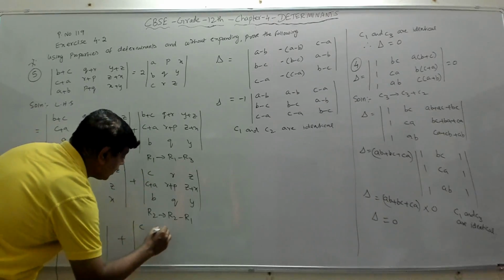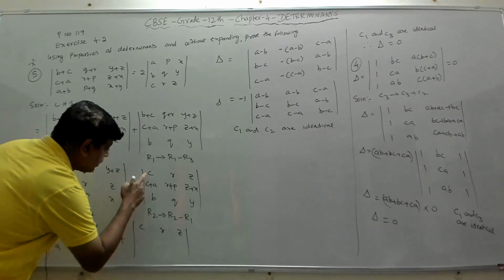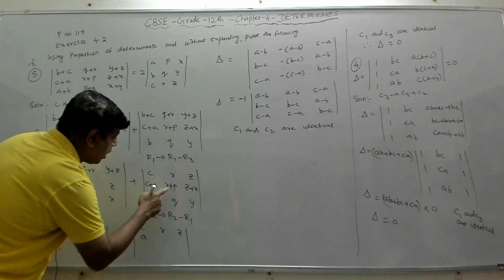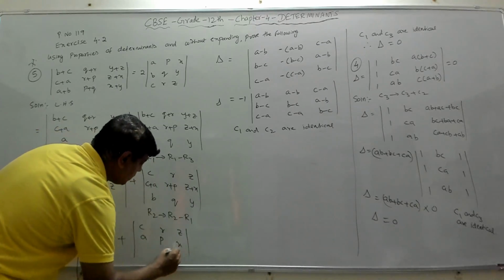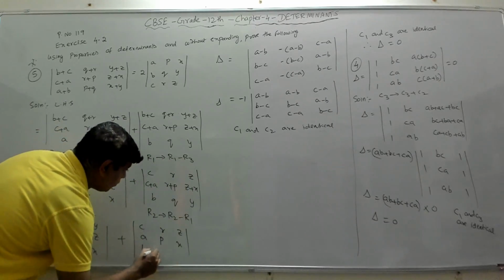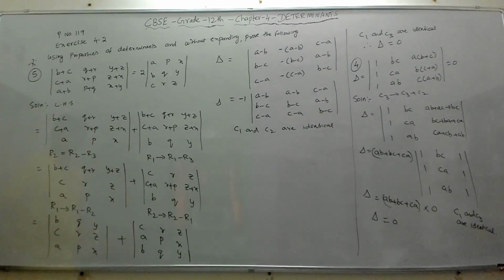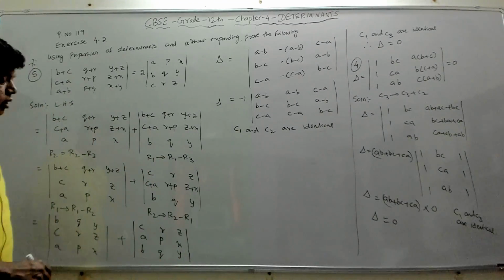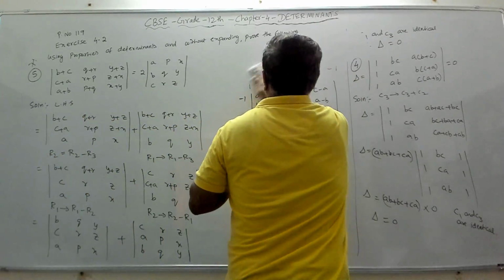So first I will write my row 1. Row 2 becomes C plus A minus C is A. R plus P minus R is P. Z plus X minus Z is X. Then the third one I am writing as it is. Fine. Now if we proceed, we erase this.